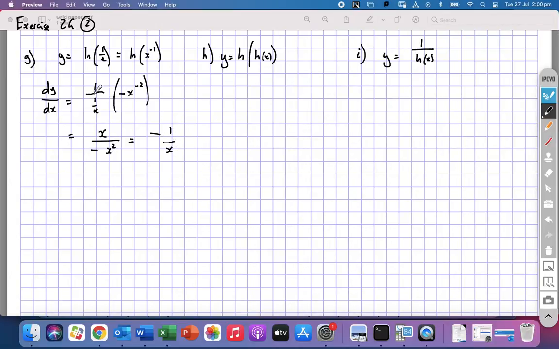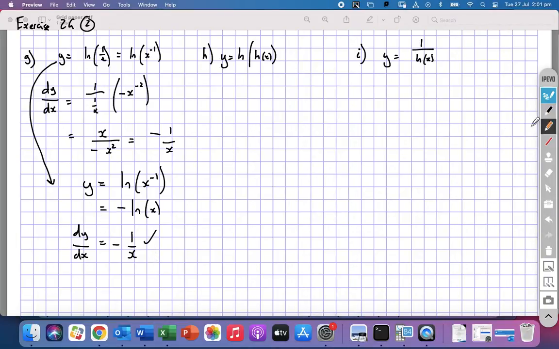Now, it might have been easier to rewrite this log like so. If I've got y equals log x to the minus 1, in fact, I'm pretty sure it's much easier. I could have used a log law and said I've got minus log of x there, and found the derivative. So I keep the minus. Derivative of log x is 1 on x, and we get to the answer quite a bit quicker.